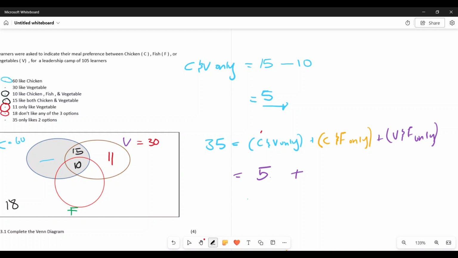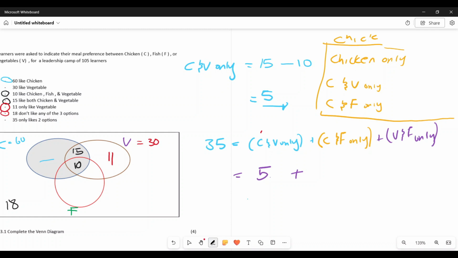So I'm going to try and represent those people because remember, my total chicken circle should be the number of people who prefer chicken only, right? The total number of people who prefer chicken and vegetables, and the total number of people who prefer chicken and fish only, right? So this is important, only. And adding all these, they should equal my total number of people who prefer chicken, which should be 60. Now I've already found the number of people who prefer chicken and vegetables only as 5.